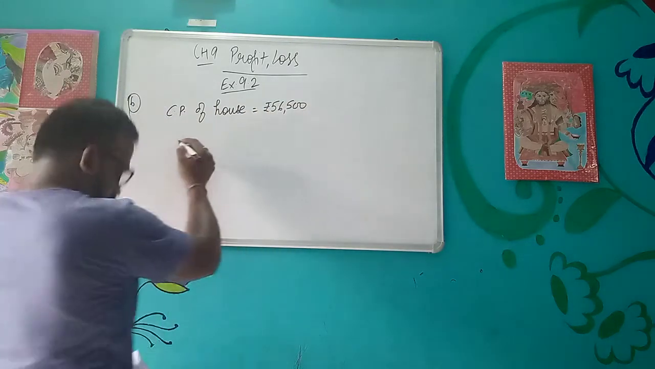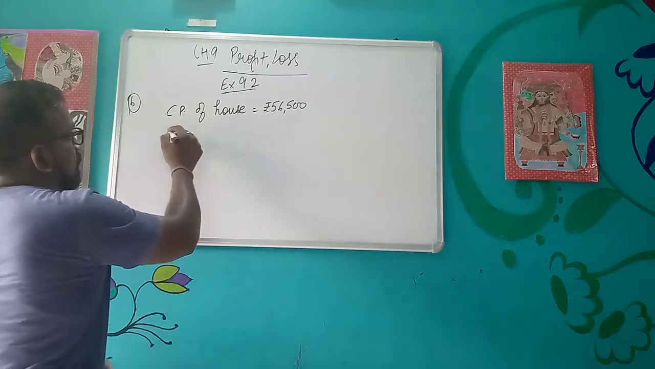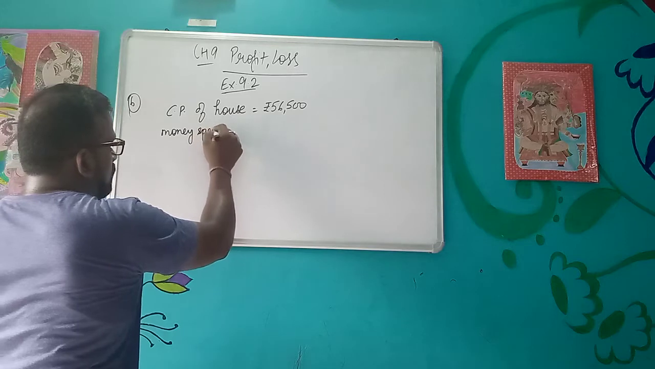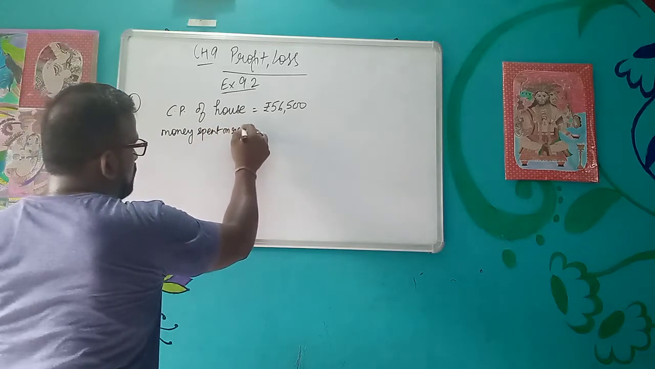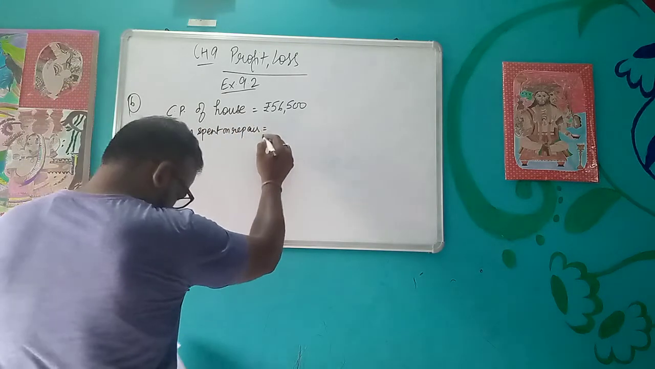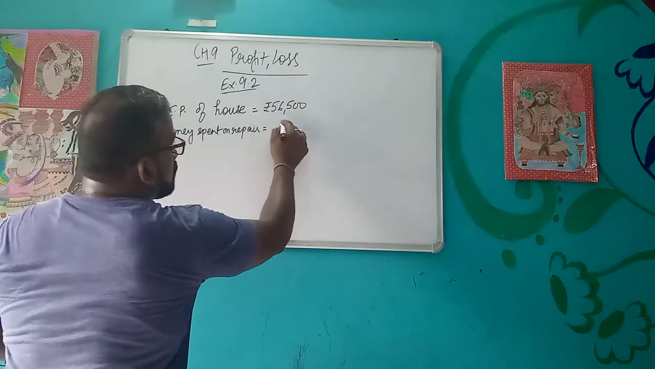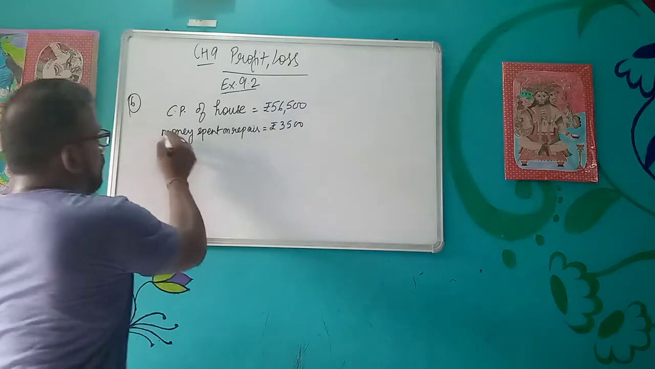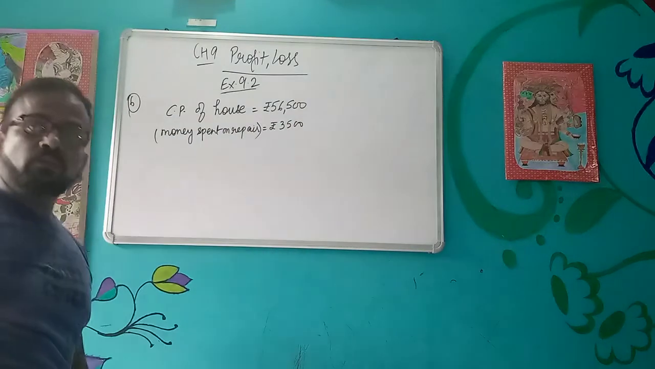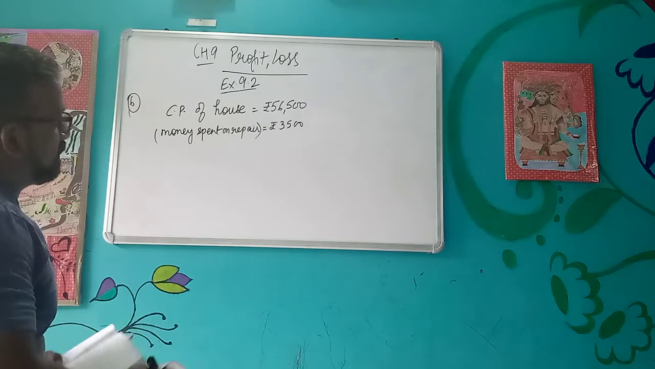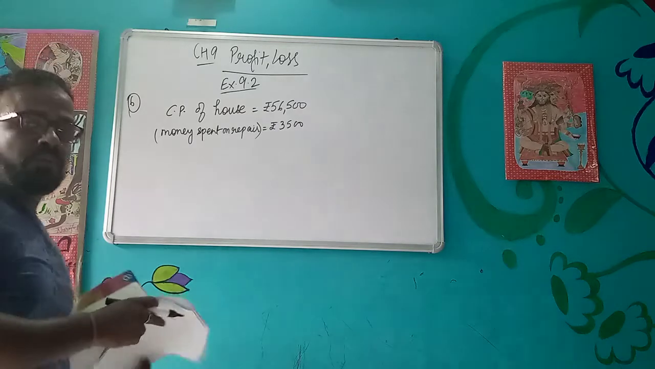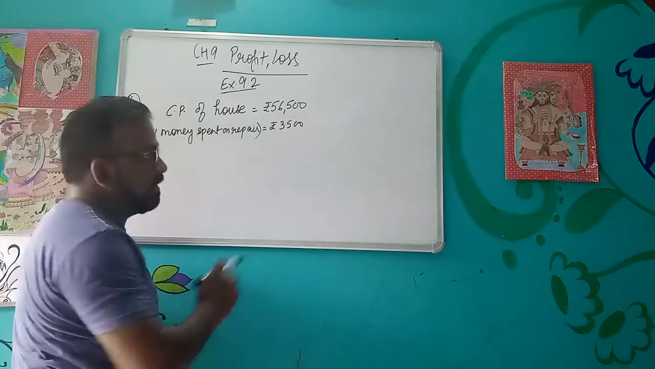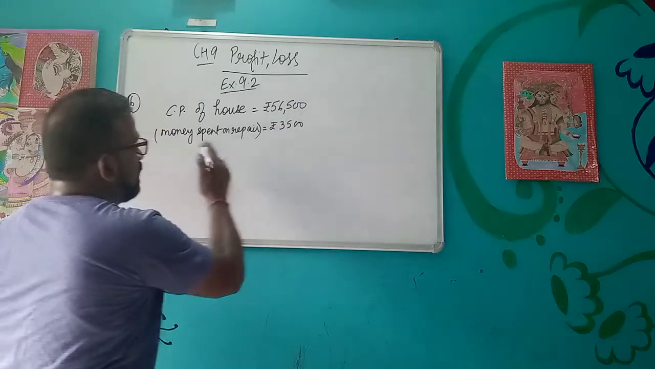56,500 rupees. Then the money spent on repair actually cost 3,500. Okay, and this is the overhead cost. We take this overhead cost into account, and then we will calculate the net CP of the house. Okay, this amount will be calculated.